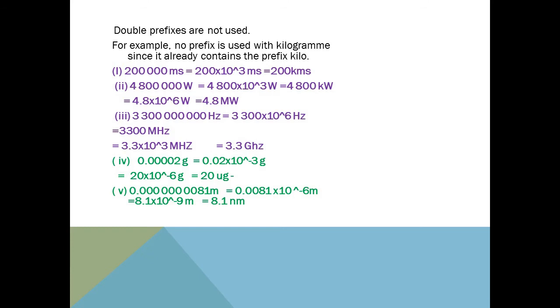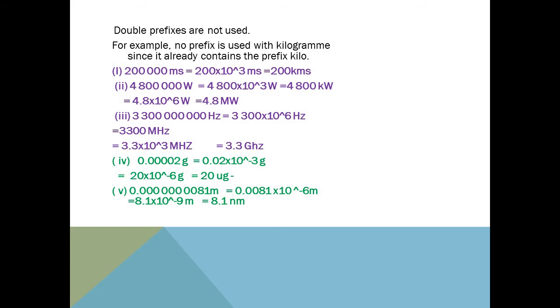In the next example, we have 4,800,000 watt. When 3 zeros are equal to 10 raised to power 3, then it will be equal to 4800 kilowatt. Or when the other 3 zeros are equal to 10 raised to power 6, then it would be equal to 4.8 megawatt. And in another example, 3 followed by 9 zeros could be written as 3.3 into 10 raised to power 9, which would be equal to 3.3 gigahertz. These are the examples for positive prefixes, and now the green color shows the examples for negative prefixes.